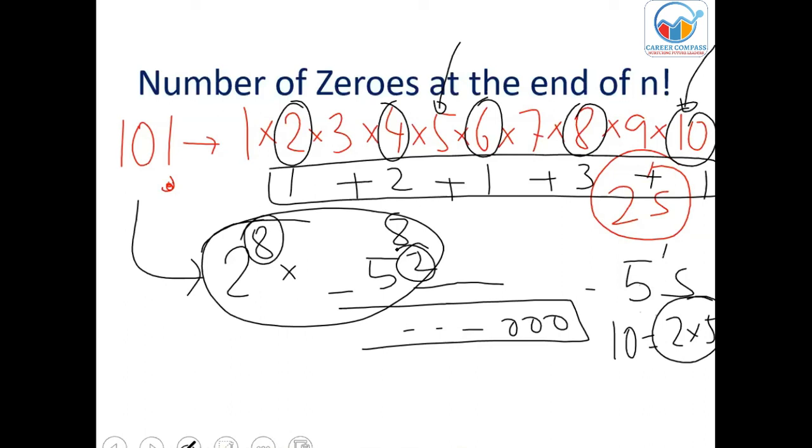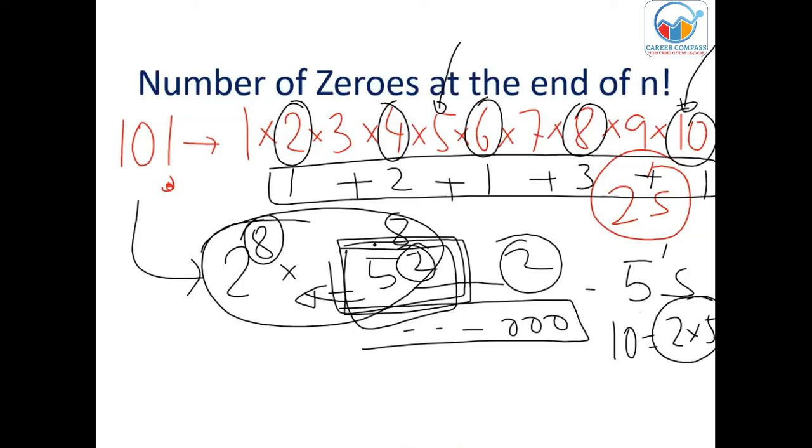Which means these two 5s will pair up with two 2s and will give me two zeros. So what matters is the number of 5s, no? The number of 10s will be the same as the number of 5s, and the number of zeros will be the same as the number of 10s. So in a way, the number of zeros at the end of n factorial will be the same as the number of 5s. Having said that, 10 factorial was very, very easy to find out because we could list it down, or we could explain, or we could elaborate.